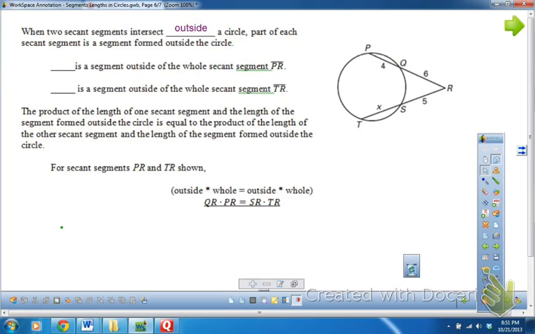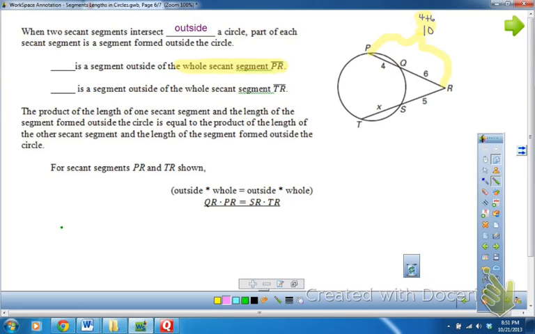You have different parts of it, and if you look at this example, you've got a segment that is outside of the circle, the whole PR. You've got secant PR right here, and it has a length of 10 if you add the 4 plus the 6. That whole secant part from the P to the R is 10. And so that's the whole secant segment.